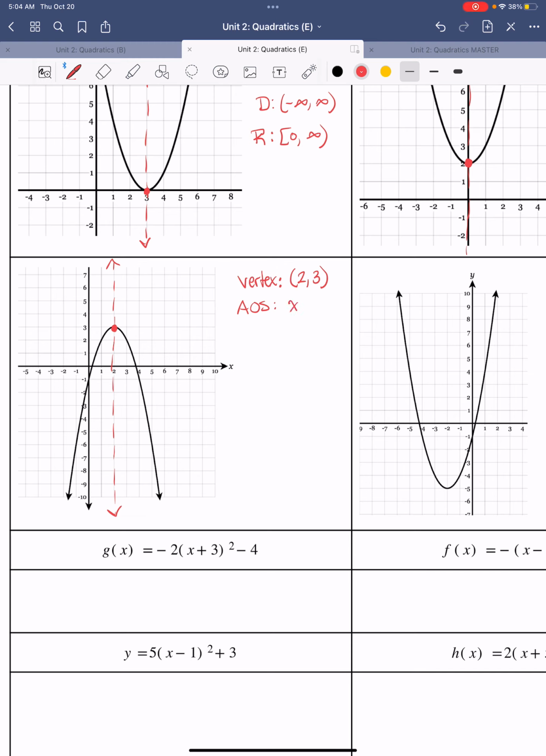So it's going to be x equals h. My h value is 2. My k value is 3, so x equals 2. This one's concave down because it's upside down. My domain is all real numbers. And my range, this time I'm starting at negative infinity, and I'm going up to 3. So I'm going negative infinity to 3.